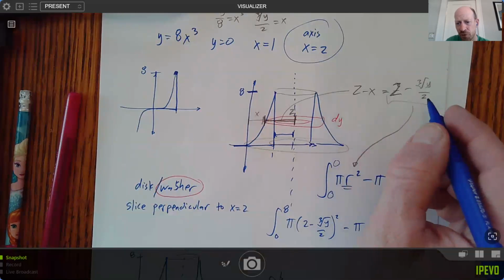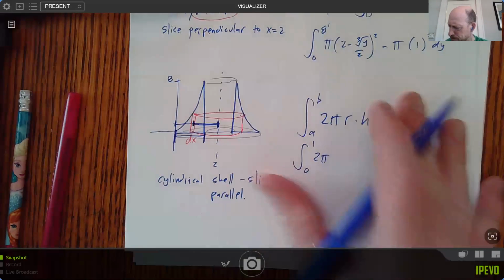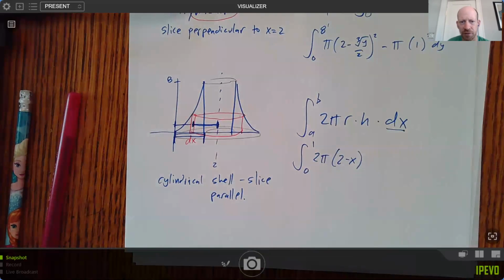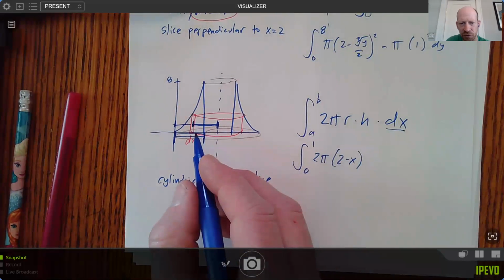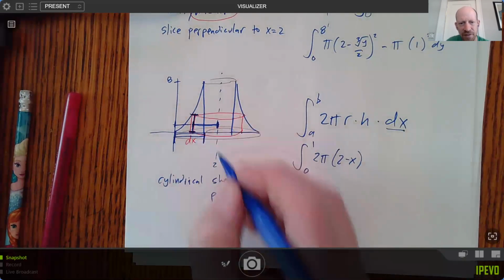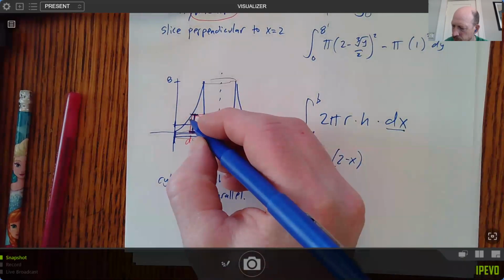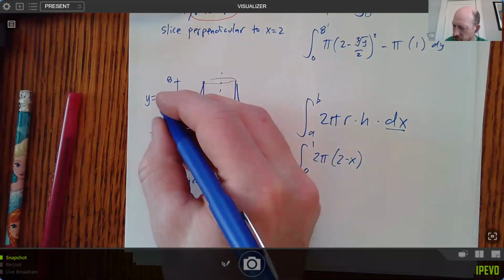Up here I had to substitute because it was a dy integral. But with the cylindrical shells, it's a dx. So I just leave that as 2 minus x. That's giving me this radius for each of these shells. And then the last thing I need is the height. Well, the height here is the y value, but our y value is 8x cubed.